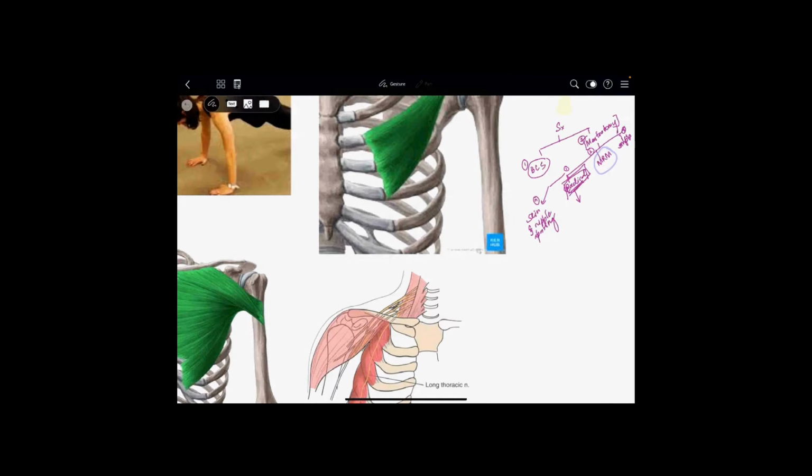Modified radical. Shirja, your voice is not audible. From the lymph node, the last. Hello.